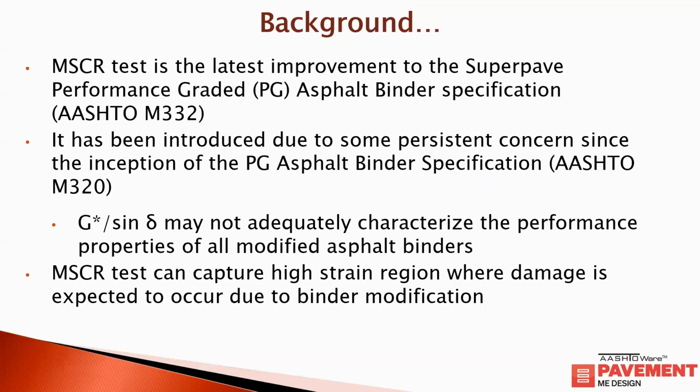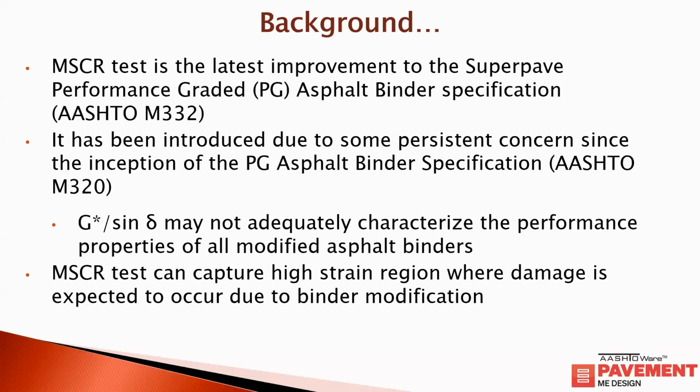Okay, so this MSCR test is the latest improvement to the Superpave performance grade, the PG asphalt binder spec, and the new standard is known as AASHTO M332. It has been introduced due to some persistent concern from the beginning of the PG asphalt binder spec, the old spec, which is AASHTO M320, and the concern is that the rutting parameter, G* over sine delta, may not always adequately characterize the performance properties of all modified asphalt binders, like binders modified with polymer, SBS, or oil, that most state highway agencies are using nowadays. So the MSCR test can capture this high strain region. If you remember, as I described 2 slides back, the test is performed at 2 stress levels, and the higher stress level, 3.2 kilopascal, can capture the highest strain region where damage is expected to occur due to binder modification with oil or polymer.